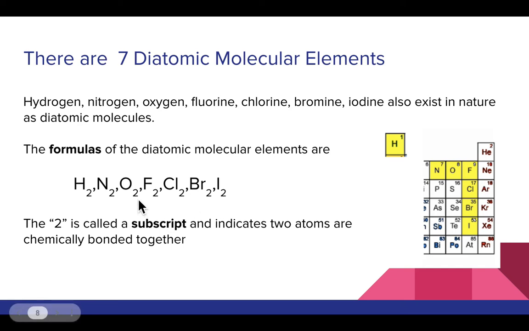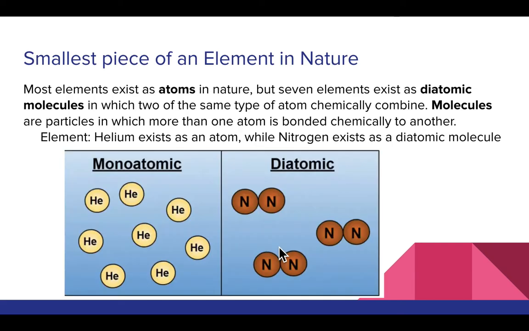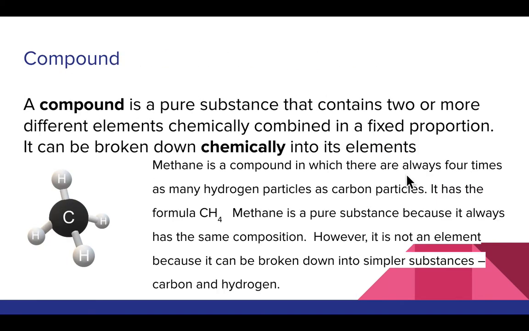And when you have this little 2 down here called a subscript, like a submarine, that indicates that these aren't two separate oxygens, but these are two oxygens that are bonded to each other. The 2 is called a subscript, and it indicates two atoms are chemically bonded to each other. So it looks like this, rather than saying, well, I've got two helium atoms here. That's just two separate helium atoms. N2 means that the two nitrogens are bonded together. Now those are elements. Notice they only have one symbol.